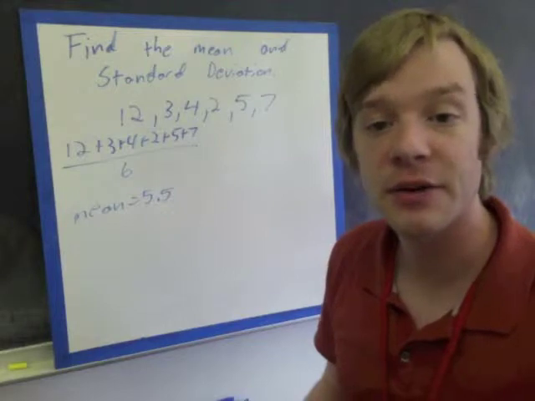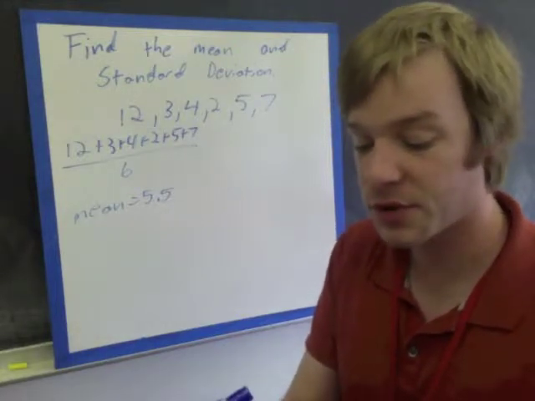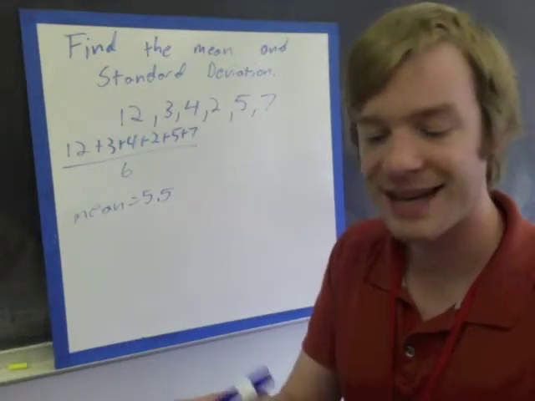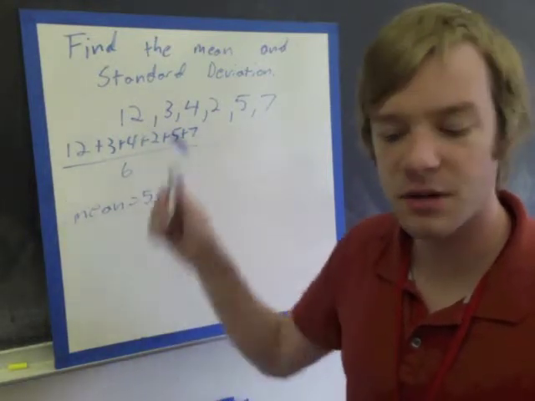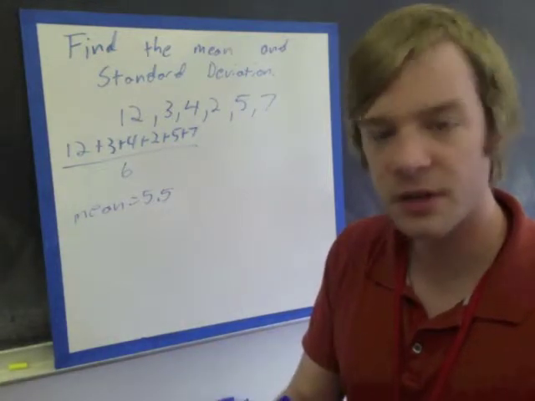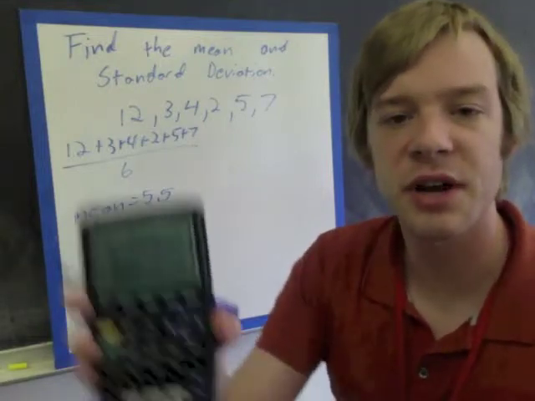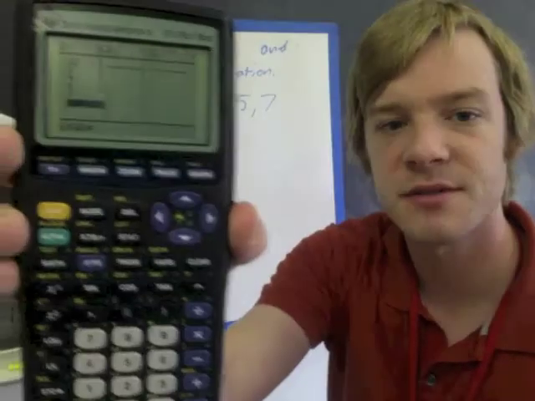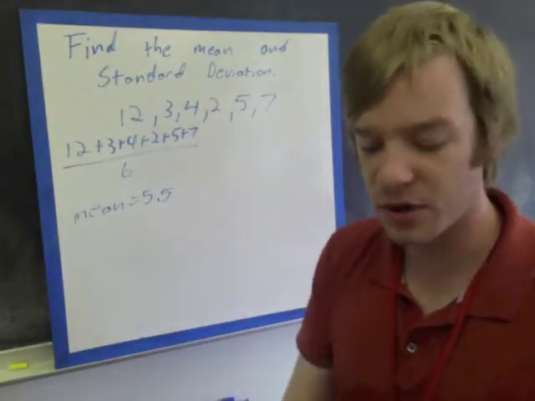Now we need to calculate our standard deviation using our calculators. So I'm going to go into stat and then edit. I'm going to enter these numbers in here into my list for L1. So I've got 12, 3, 4, 5, and 7. And when you enter it in your calculator, it should look something like this. And so then we're going to quit out of there.